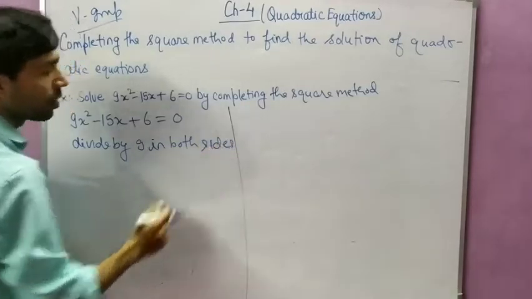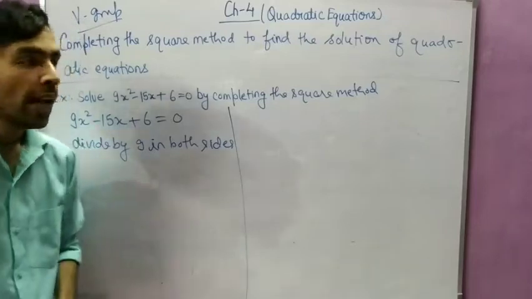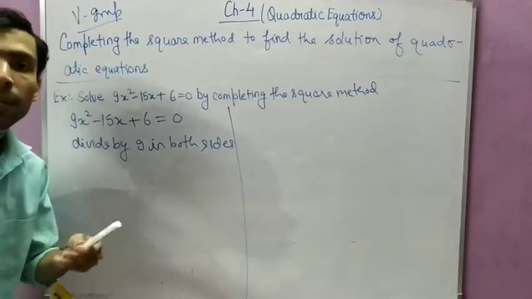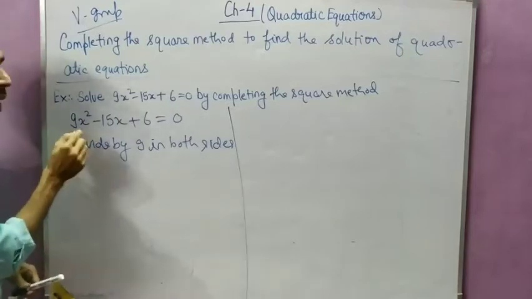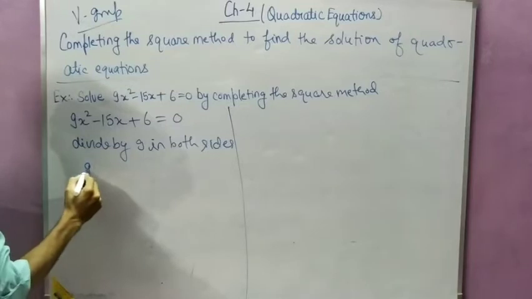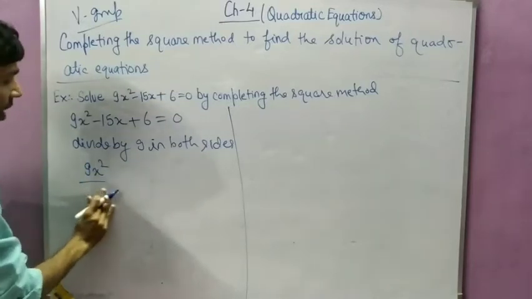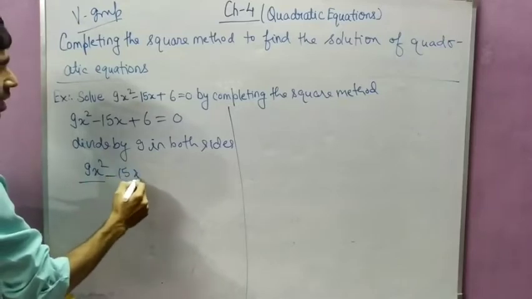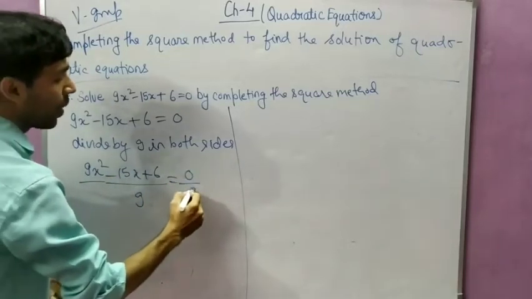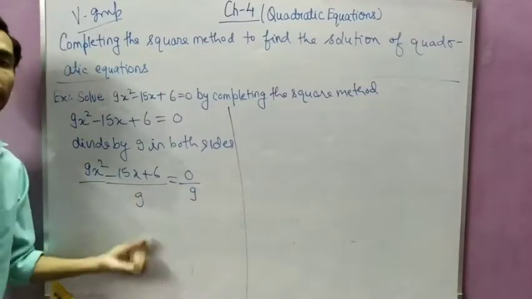Why are we doing that? Because we have to make the coefficient of x square 1, and here the coefficient of x square is 9, so when will it become 1? When it is divided by 9. So I am going to divide by 9 on both sides. So what will be there? 9x square minus 15x plus 6 whole divided by 9, and 0 divided by 9. I have divided both sides by 9.